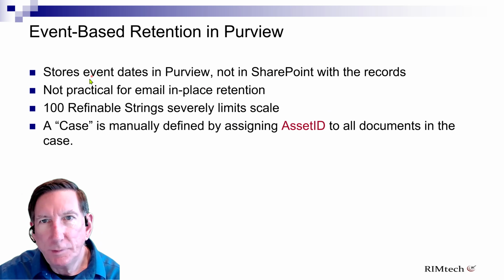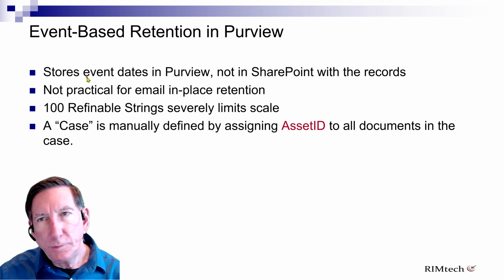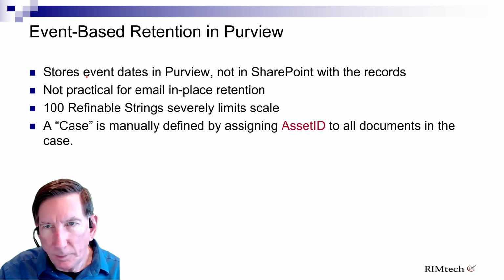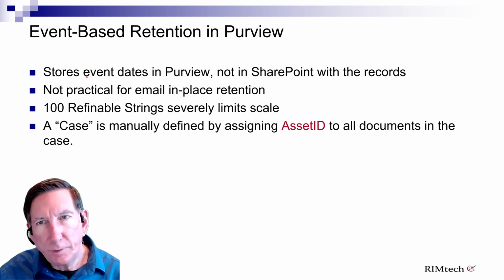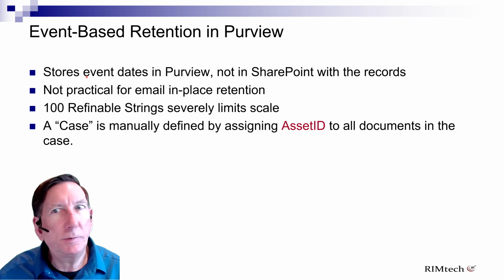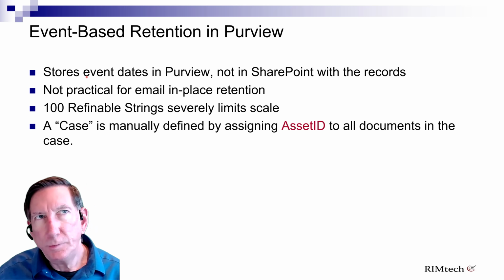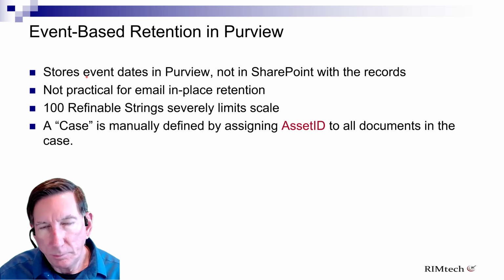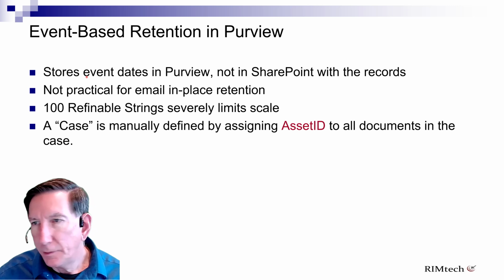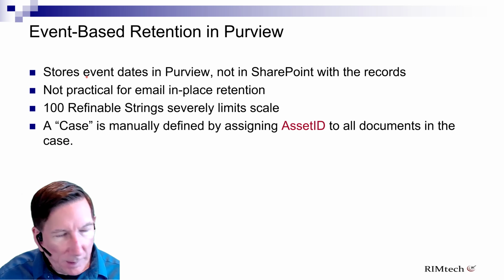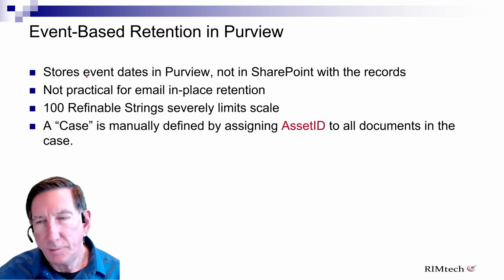Here are my conclusions. Purview stores event dates in Purview, not in SharePoint, along with the records. I think that's backwards. It's not very practical for email at all. I think the proper way to manage email as records is to get them into SharePoint. The 100 refinable strings is a severe limitation, so severe that it forces you to go to programming mode. Okay? And I don't like the way cases are defined. Like this whole business of asset ID, really? I mean, that's a bit crazy.